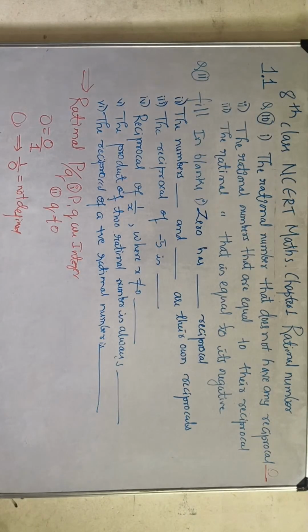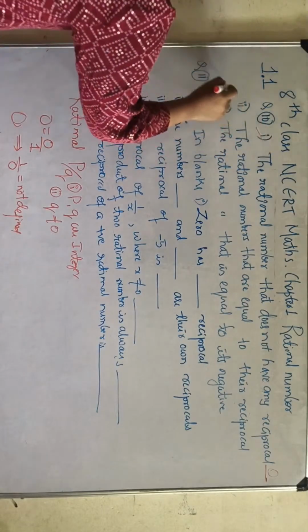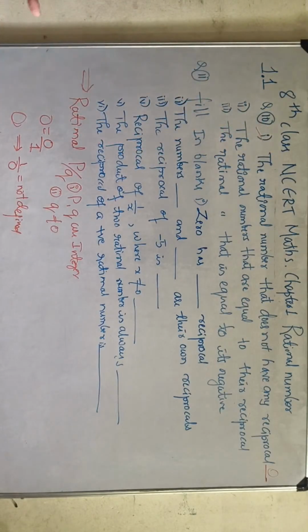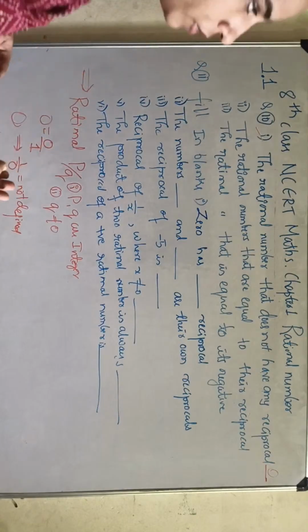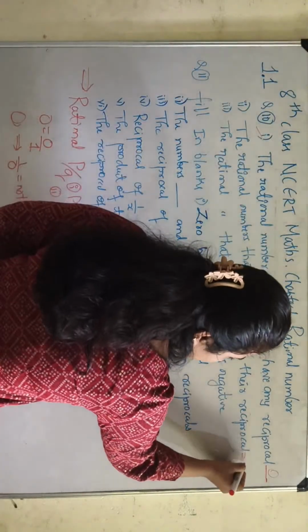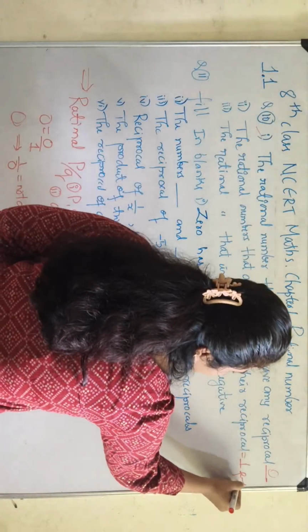Now, the second one. First, I want to read this one and second one. The rational numbers that are equal to the reciprocals. We have to write which rational numbers are equal to the reciprocal. It means 1 and minus 1.